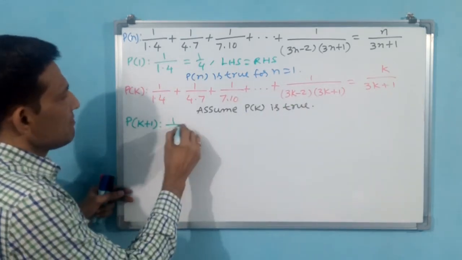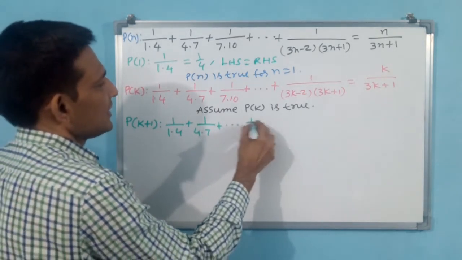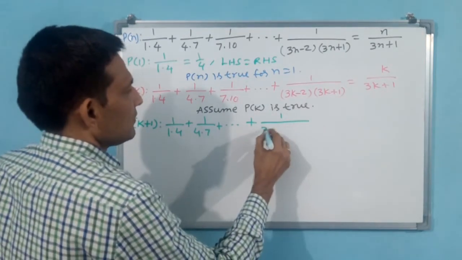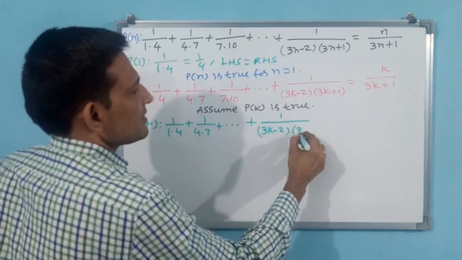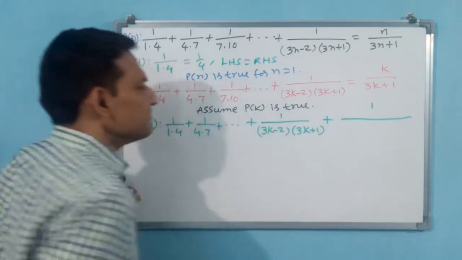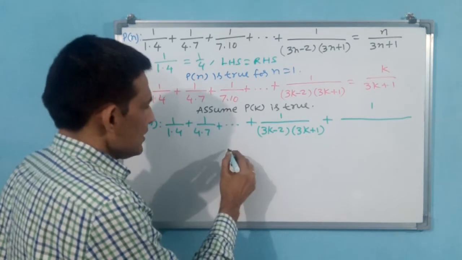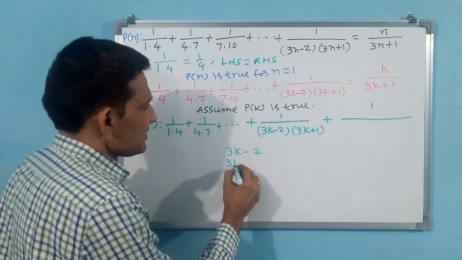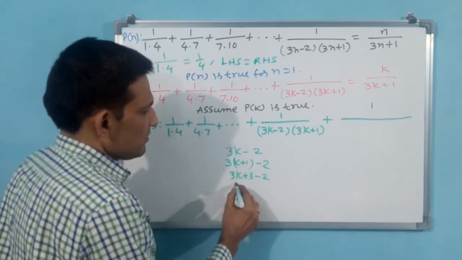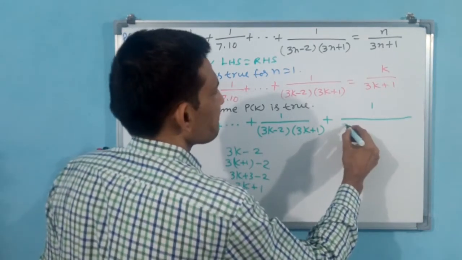1 by 1.4 plus 1 by 4.7 plus, you write first P(k) up to 3k minus 2 into 3k plus 1, plus. Here the important step is that you have to replace k as k plus 1. See, 3k minus 2, you are writing 3(k+1) minus 2, 3k plus 3 minus 2, 3k plus 1. Is it okay? Write down 3k plus 1.